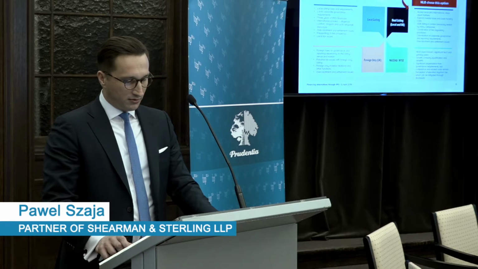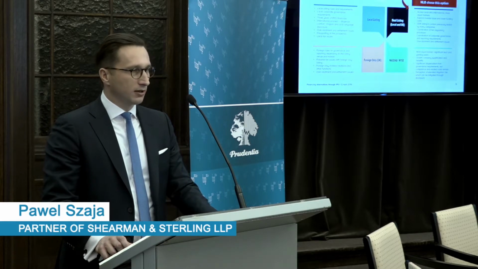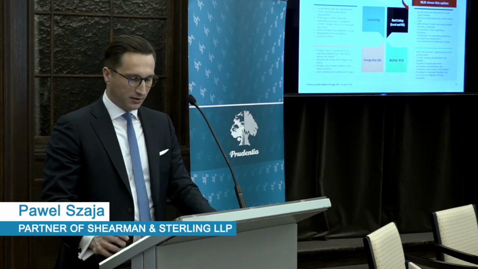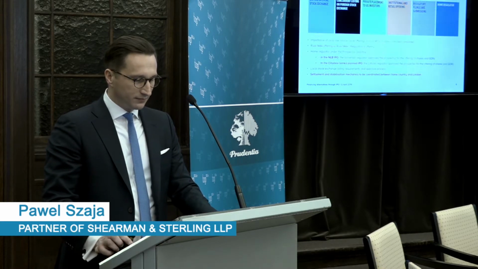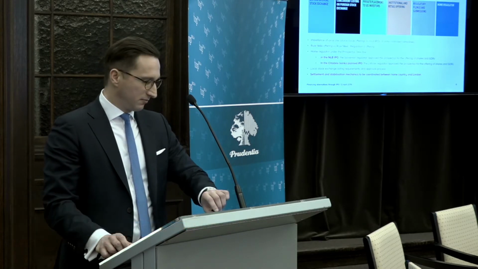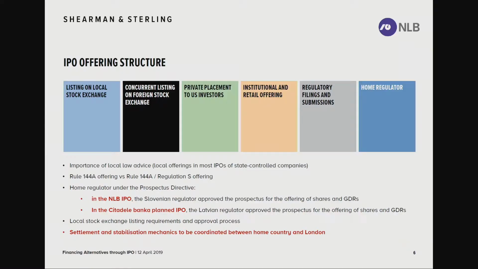NLB chose the dual listing structure, the local listing, as I mentioned, on the local stock exchange, and the GDRs. Now, the listing venue is, of course, one point. The other point that you need to bear in mind is the offering structure, right? Now, those 2 points are related, but they are not the same, right?